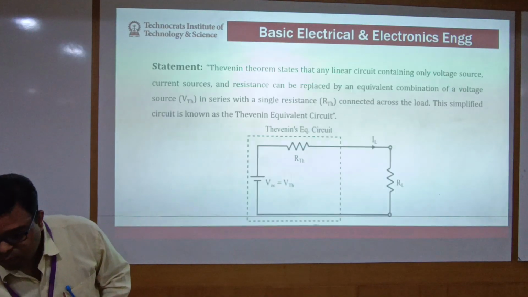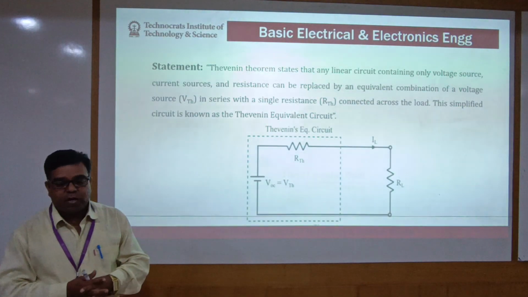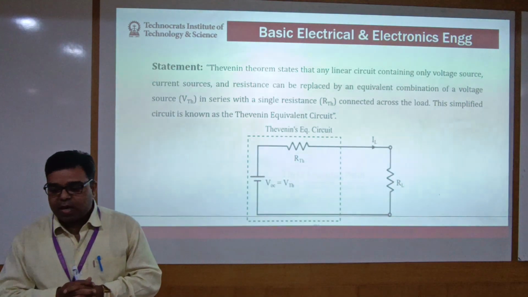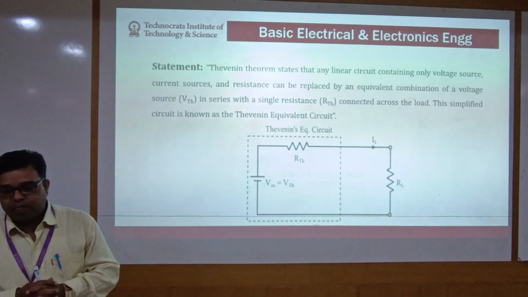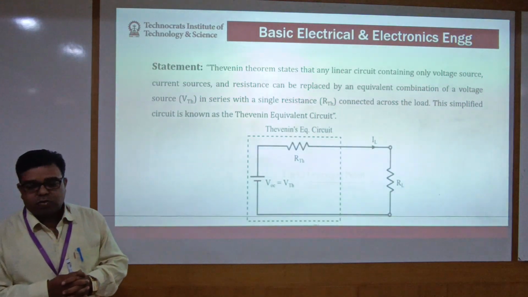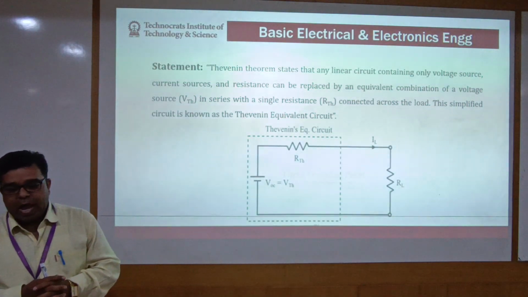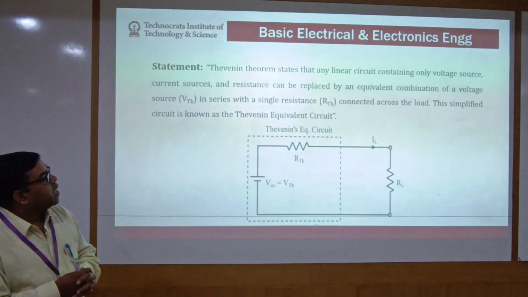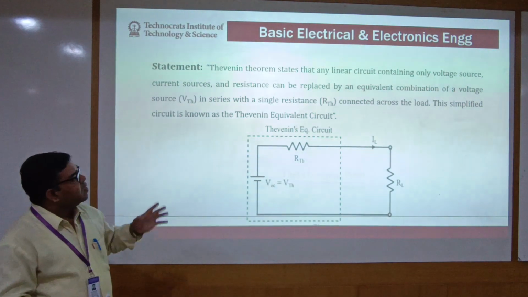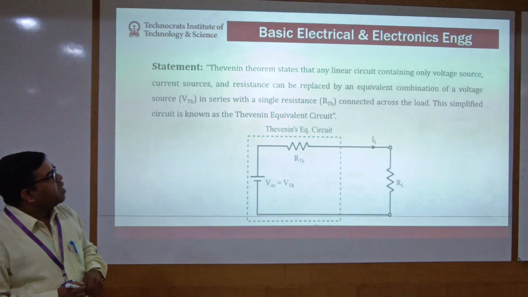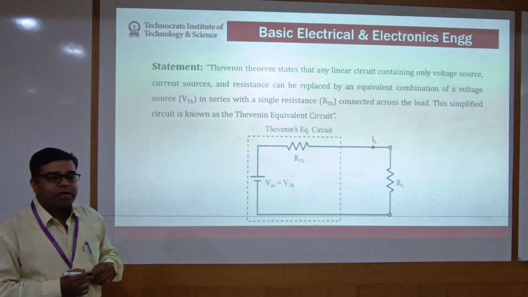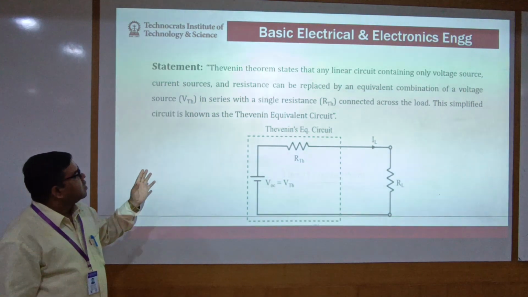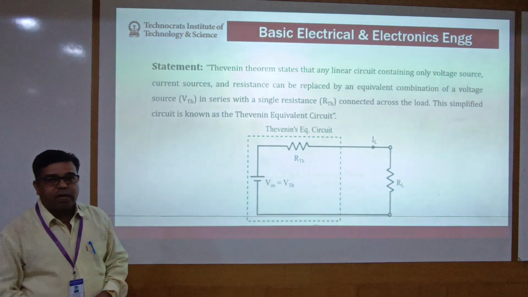So let us see what exactly is the statement of Thevenin's theorem. Thevenin's theorem states that any linear circuit containing voltage sources, current sources and resistances can be replaced by an equivalent combination of a voltage source, called VTH, in series with a single resistance RTH. That single resistance can be called the equivalent resistance connected across the node. This simplified circuit is known as Thevenin's equivalent circuit.